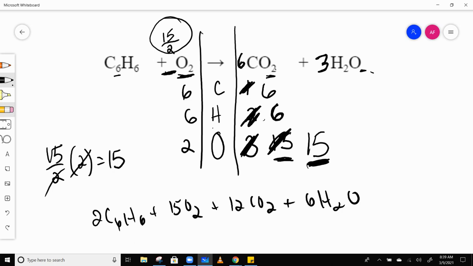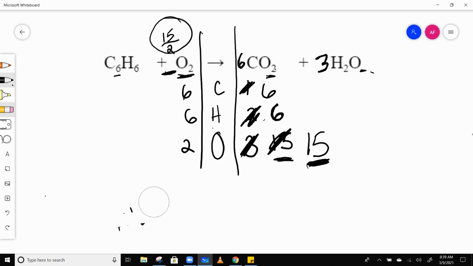And that will be balanced if you multiply everything by 2. However, let me show you the way I do it, and I'll take my way a little bit slower. Again, I don't do 15 over 2. As soon as I see that I can't get that, I multiply everything by 2. So I make this a 2.